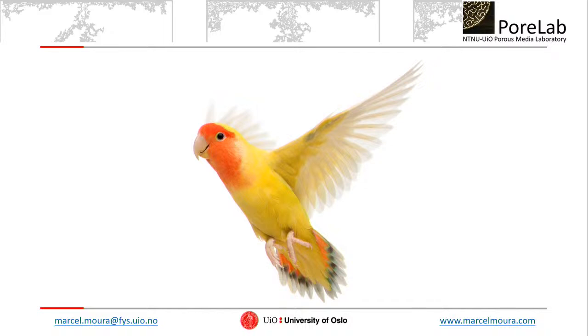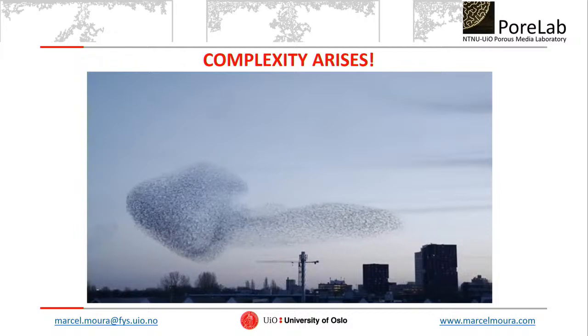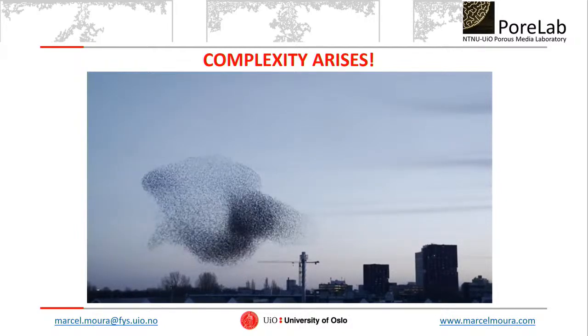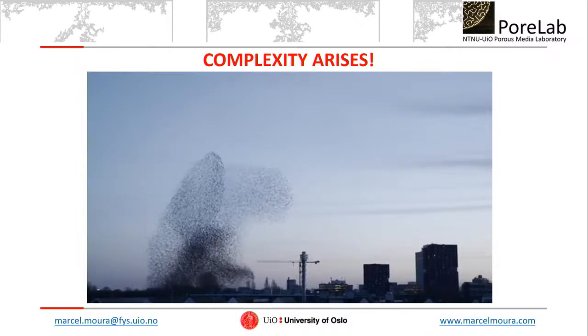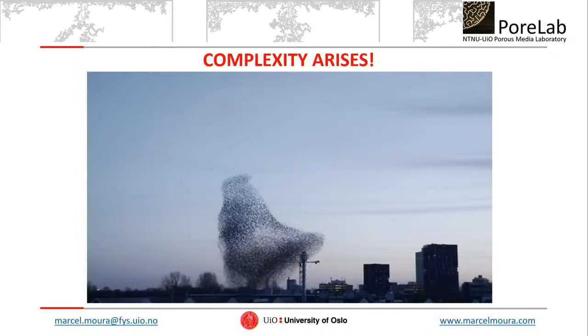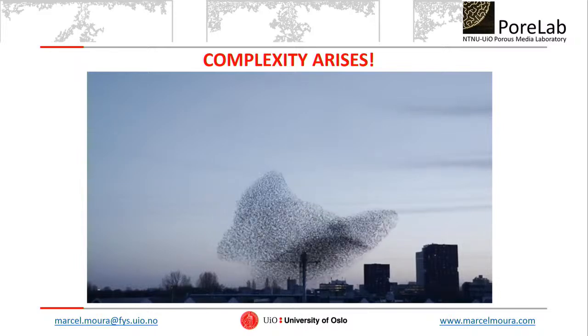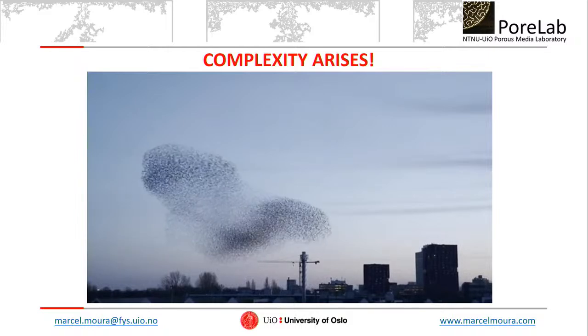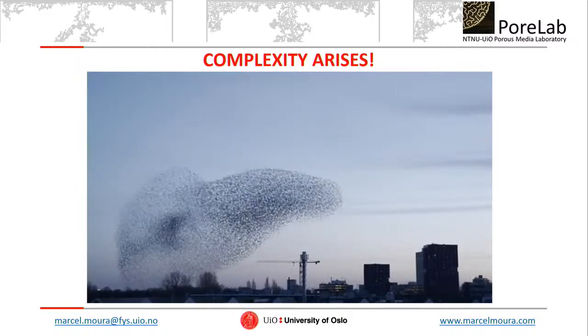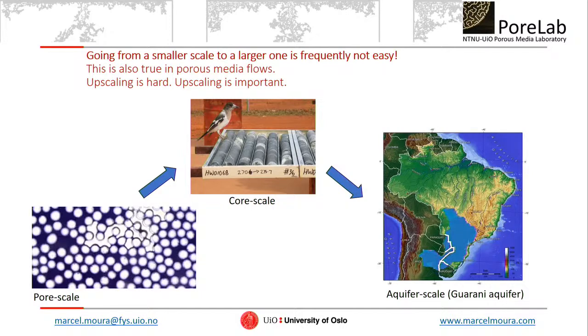And the point here is, even if we know everything about one single entity of a system, it doesn't mean that you immediately know what happens when you put a bunch of them together, because complexity arises, and a lot of the things that we deal with have to do with this general idea that when you have the collective interaction of many particles, whether it's flowing porous media or fracture propagation or anything, new things appear when you try to scale things up. So going from a smaller scale to a larger one is often not easy, and this is also true in porous media. Upscaling is pretty hard, and there's a lot of us trying to understand these things.